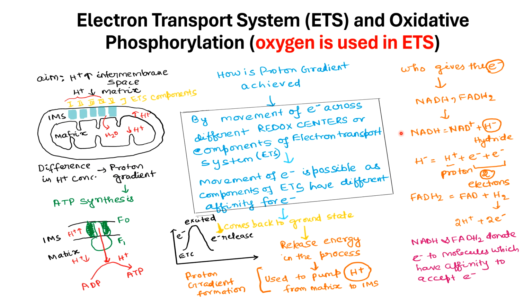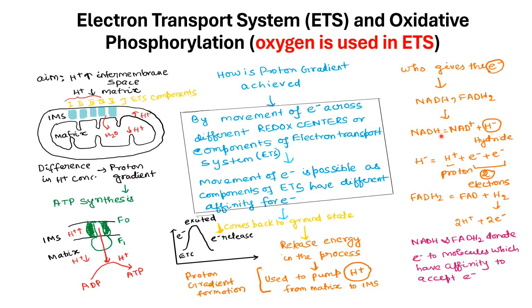Next question which comes is who gives the electron. So here NADH and FADH2 are the redox equivalents, or the molecules which give the electrons. Right? So how do they give electrons? We have seen that NADH was formed when NAD plus accepted a hydride molecule. And what is a hydride molecule? I have already told. It means a proton, when it accepts two electrons, forms the hydride molecule.